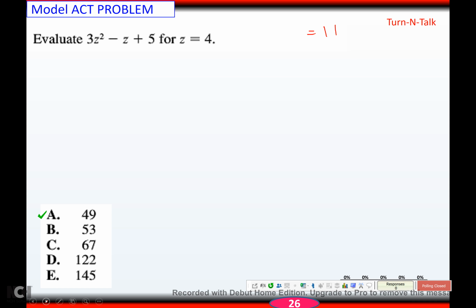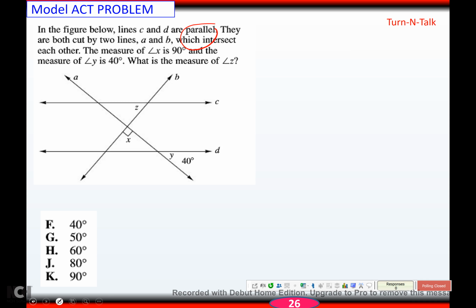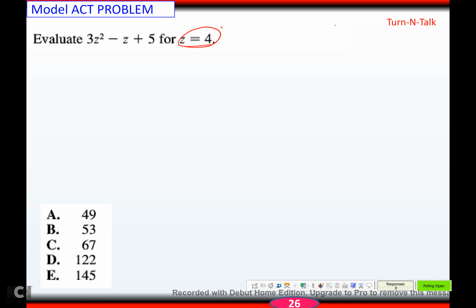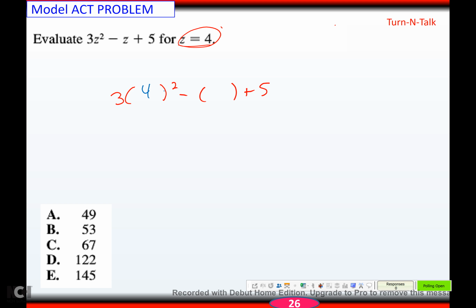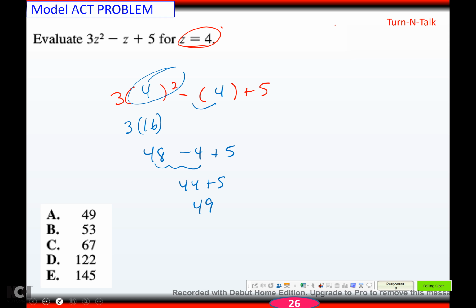Alright, evaluate 3z squared minus z plus 5 for z equals 4. They're telling me to take out the z's and replace them with 4's. So I have 3z squared minus z plus 5. I took out the z's, and I'm going to put in the 4's. And then order of operations. Square first. 16 times 3 is 48. Minus 4 is 44, plus 5 is 49.